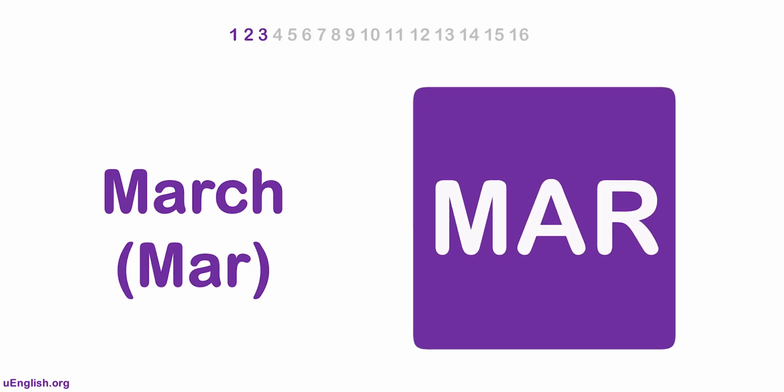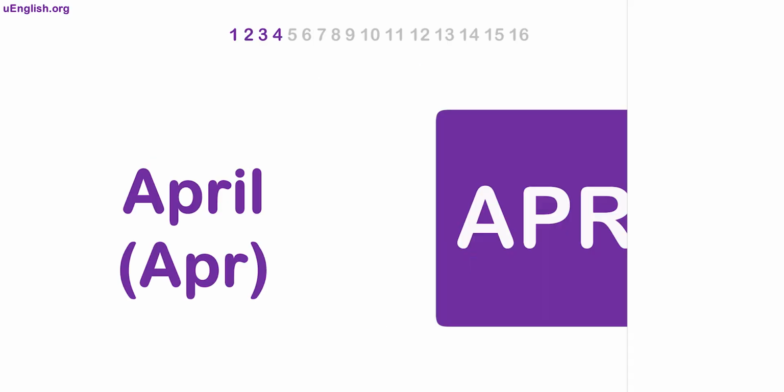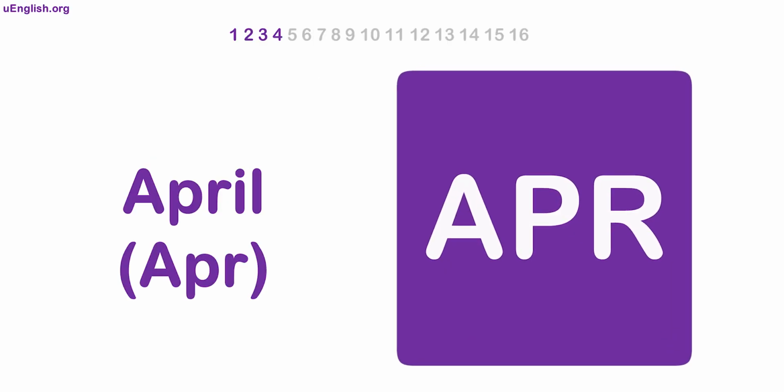March, the third month of the year, marking the beginning of spring in the Northern Hemisphere. March. April, the fourth month of the year, typically associated with spring in the Northern Hemisphere. April.